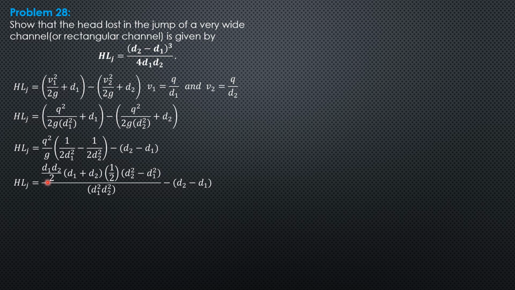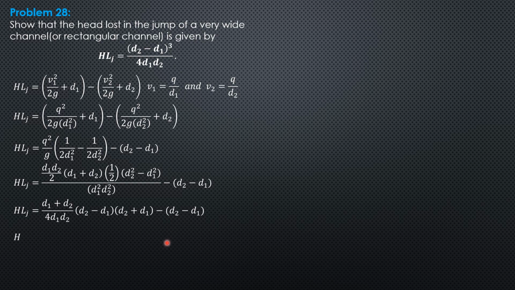Then we can cancel depth 1, depth 2. This becomes depth 1 depth 2 over 4 depth 1 depth 2 times the quantity depth 2 squared minus depth 1 squared, minus depth 2 minus depth 1. So head loss in the jump is depth 1 plus depth 2 over 4 depth 1 depth 2, then the quantity depth 2 minus depth 1. We factor out depth 2 squared minus depth 1 squared into depth 2 minus depth 1 times depth 2 plus depth 1. Then we just copy. So common is depth 2 minus depth 1.